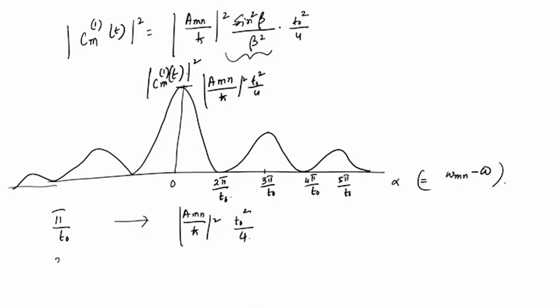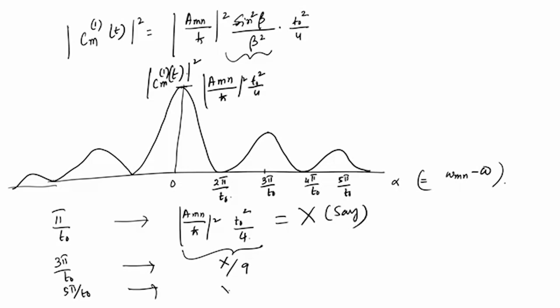And similarly, the 3 pi by T 0 will be this term divided by 9, this whole thing divided by 9, and 5 pi by T 0 will correspond to this whole thing. So, let us call this quantity x. So, this x by 9 and x by 25 and so on and so forth. Okay. So, these are the values that it goes down as you go away from the central maxima.